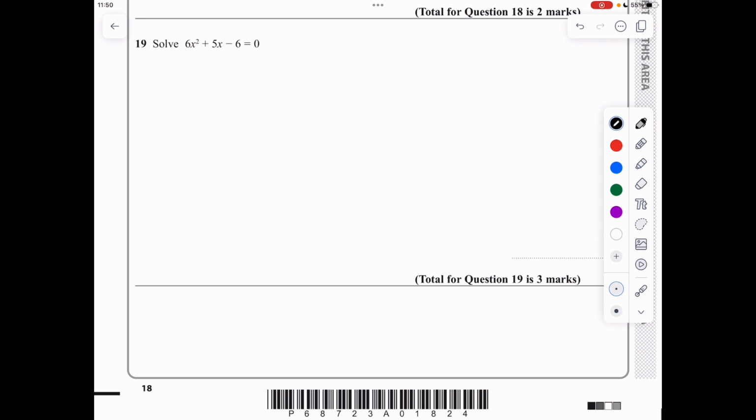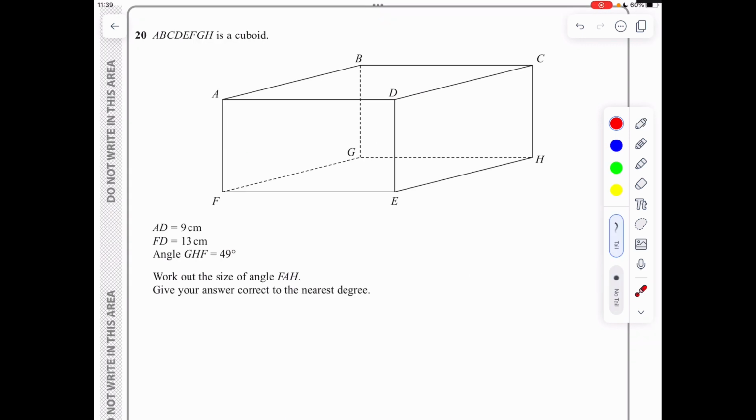In 19, we are asked to solve 6x squared plus 5x minus 6 is 0. We're looking at a quadratic. We can use the quadratic formula or factorization. So here it factorizes into 3x minus 2 times 2x plus 3 is equal to 0. So either 3x minus 2 is 0 or 2x plus 3 is 0. So we have that 3x is 2, which means that x is 2 over 3, or 2x is negative 3, so x is minus 3 over 2. Two solutions.